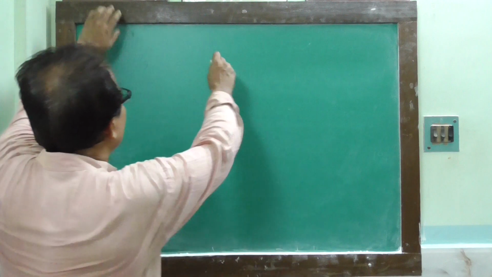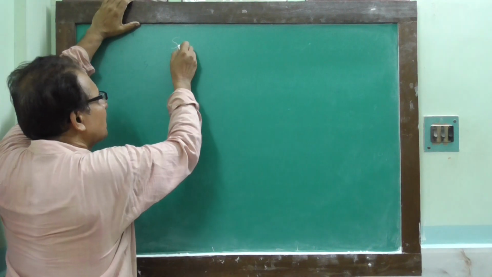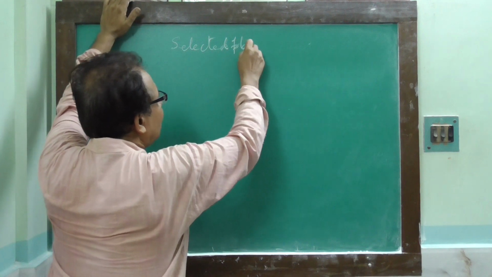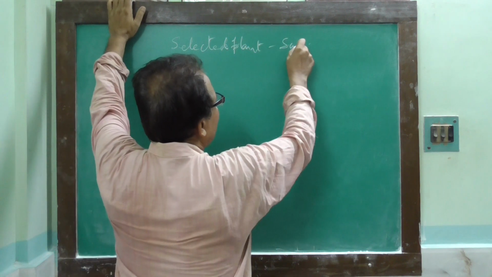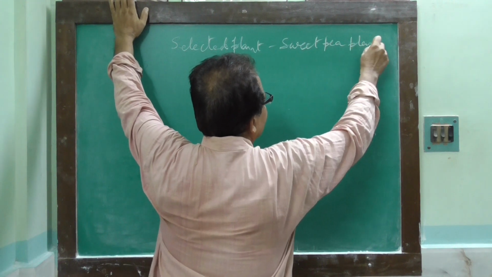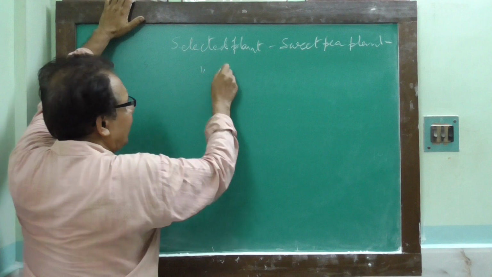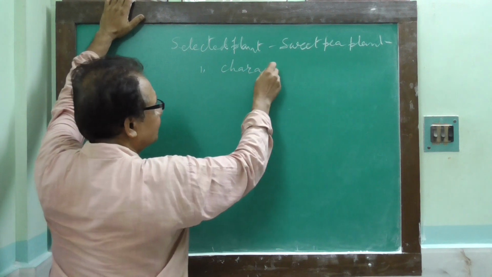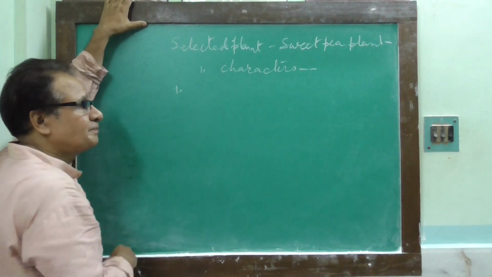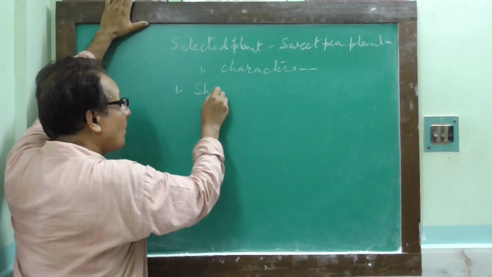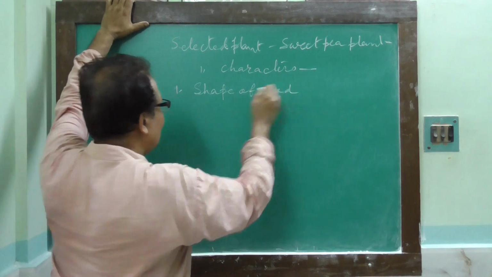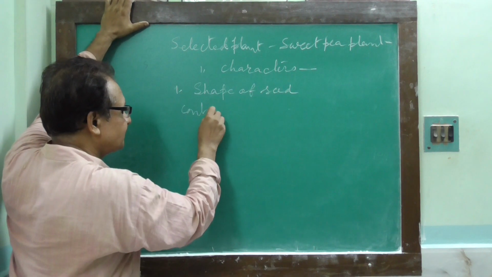So in Mendel's experiment, the selected plant was the sweet pea plant. Selected characters: there are two characters. Number one, the shape of seed, with its contrasting traits.